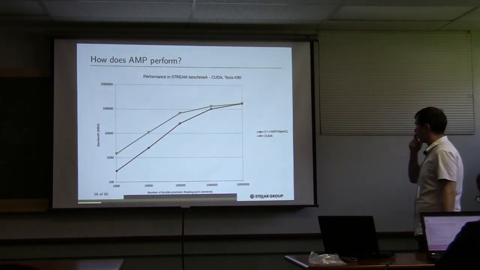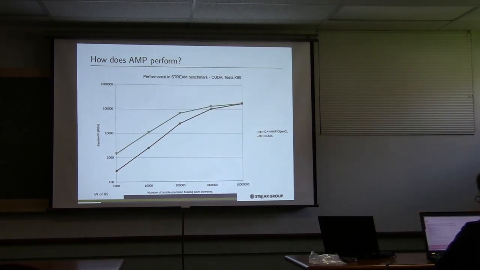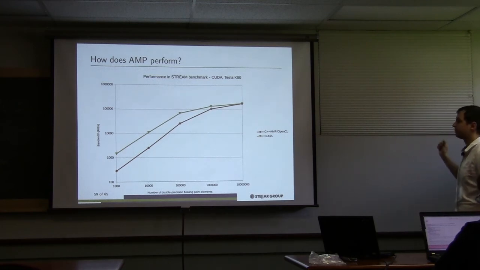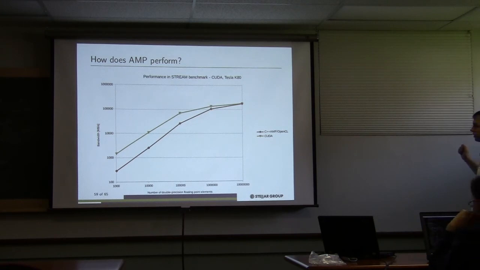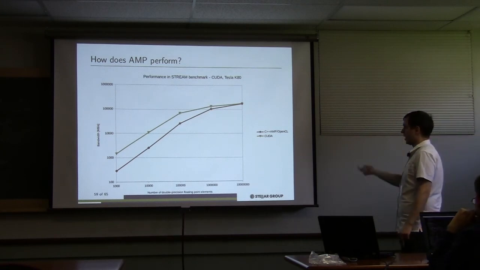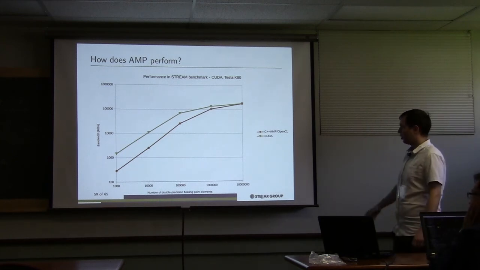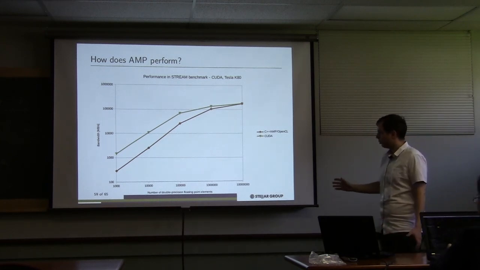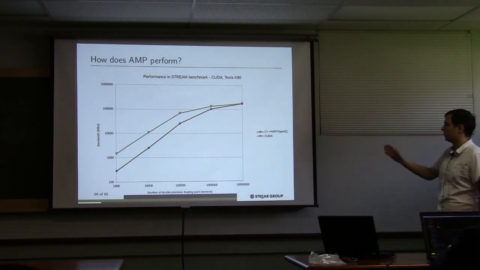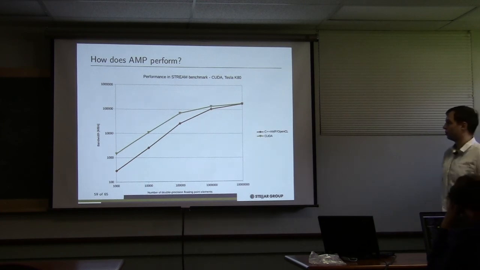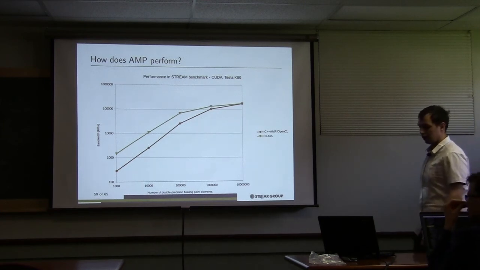I have also tried on CUDA with a Tesla K80. Again, I use the GPU-STREAM benchmark to get CUDA results. And the AMP targeting OpenCL C, because this PR, of course, is not supported. So the important thing which we should notice is that the overhead is much bigger. So we still need many more elements to process to get to a similar performance.